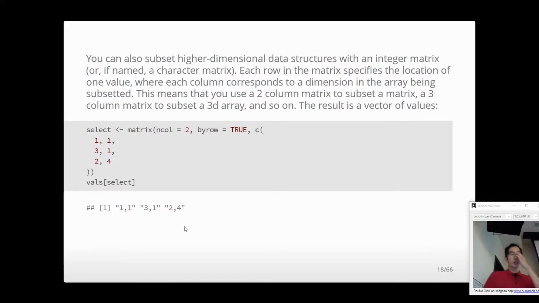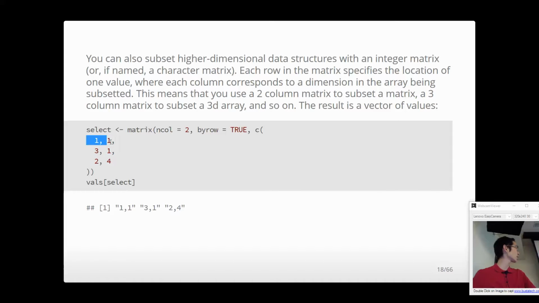All right, and you can subset a higher dimensional structure with an integer matrix, or a character matrix if it's named. This is like the selection matrix. Each row corresponds to a value, and if you have a 2-dimensional matrix, you select using a coordinate of 2. Each row is each value you want to select, and the 2 columns correspond to the coordinates of the points you want to select.